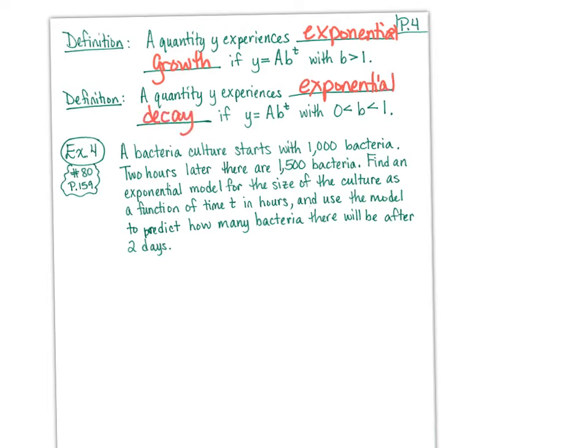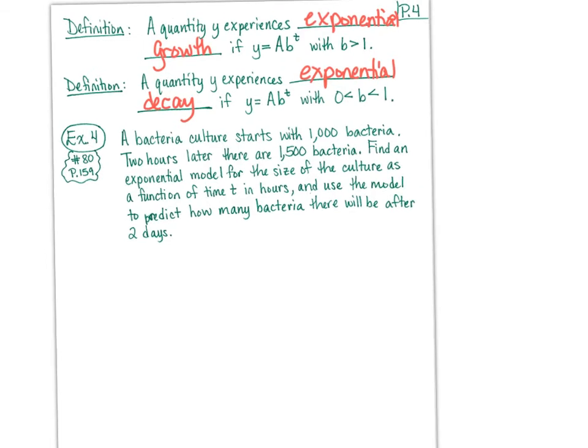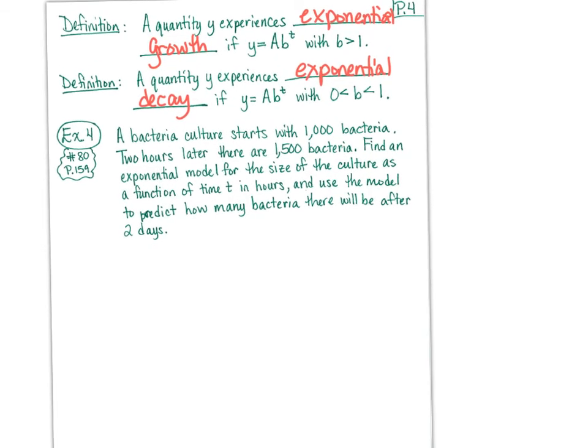Okay, so now let's look at an example here. We have a bacteria culture, starts with 1,000 bacteria. 2 hours later, there are 1,500 bacteria. Find an exponential model for the size of the culture as a function of time t in hours, and use the model to predict how many bacteria there will be after 2 days.